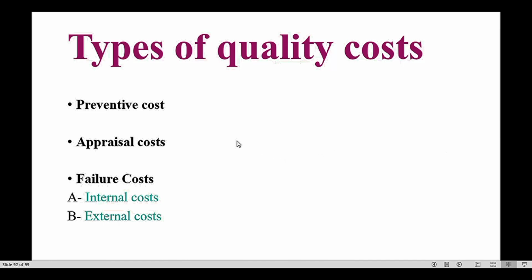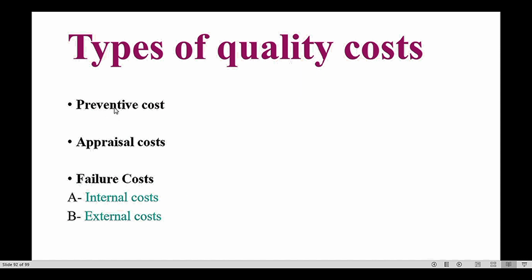Today we will discuss the different types of costs that are related to quality. These costs occur in manufacturing industries and service industries, manufacturing like chemical industries, leather industry, food industry, textile industry, apparel industry. So these costs should be avoided or reduced as much as possible. First of all, we will discuss preventive cost, second appraisal cost, failure cost, internal costs, and external cost.